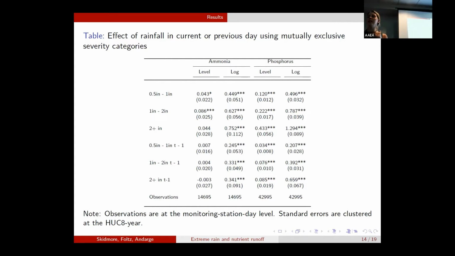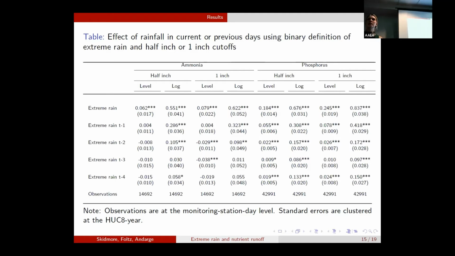Rainfall causes runoff, more rain causes more runoff. And we do find that these levels are still elevated the next day, but there's about a 50% drop, right, from day 1 to day 2. Next, we can look at this even a little more over a longer period. Now we're going to just focus on binary treatment, either a half inch of rainfall or 1 inch of rainfall. And once again, we find spikes for both nutrients if there is significant rainfall in the day.